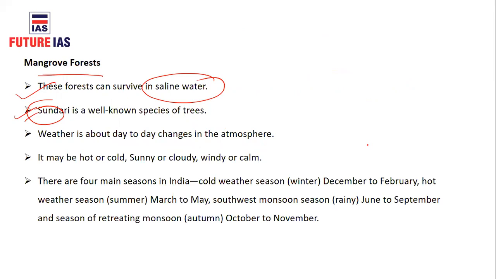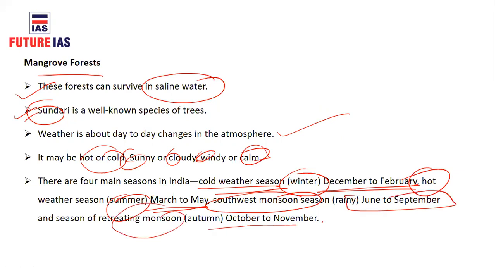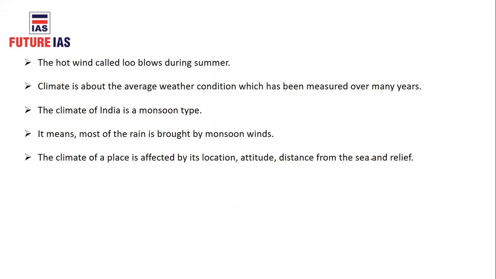The weather basically has day-to-day changes, day-to-day fluctuations, and it may be hot or cold, sunny or cloudy, windy or calm. And there are four main seasons in India. The cold weather season, that is called winter, is found during the months of December to February. The hot weather season, which is also called the summer season, is found in March to May. The southwestern monsoonal season is mainly in the months of June to September. The retreating monsoon is from October to November, right? Which is also called the autumn season. The hot gusty winds are called Lu, which only flow during the summer.